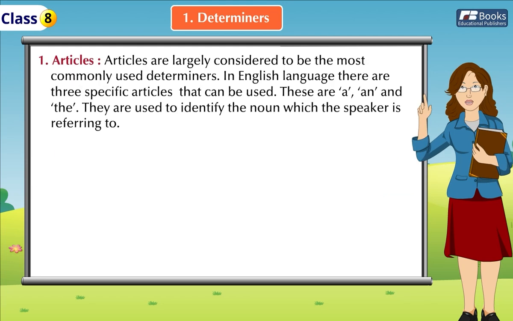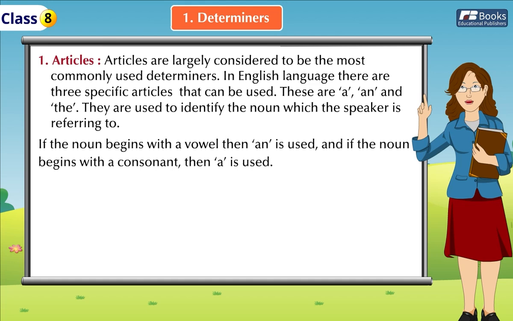Type 1. Articles. Articles are largely considered to be the most commonly used determiners. In the English language, there are 3 specific articles that can be used. These are a, an, and the. They are used to identify the noun which the speaker is referring to. If the noun begins with a vowel, then an is used. And if the noun begins with a consonant, then a is used.